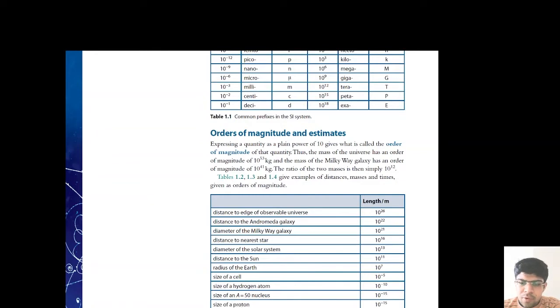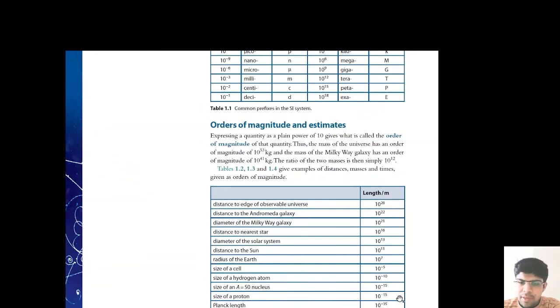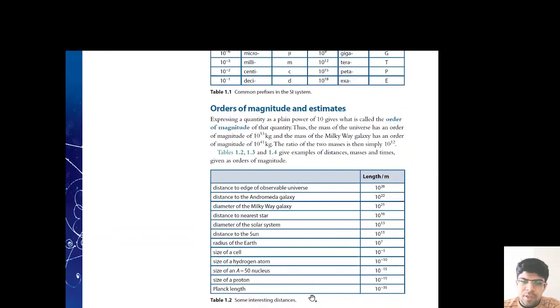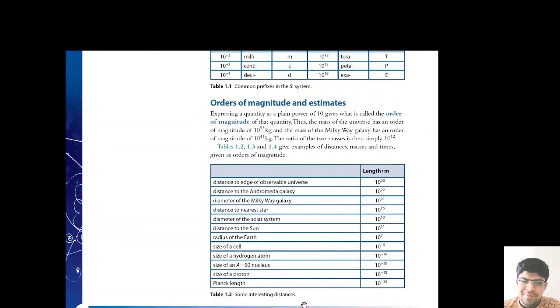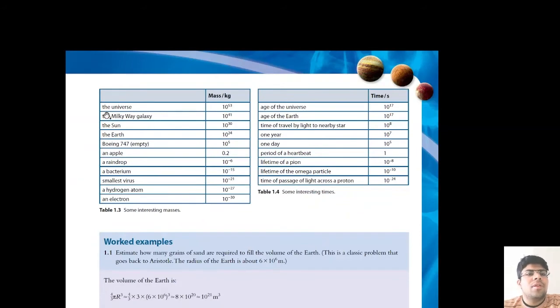And the size of the proton, a positively charged particle that we are going to learn about in the upcoming lessons, is 10 raised to power minus 15, and the Planck length is 10 raised to power minus 35 meter. Okay, these were some interesting distances. Let's move on. The universe, now here comes the mass in kilograms.